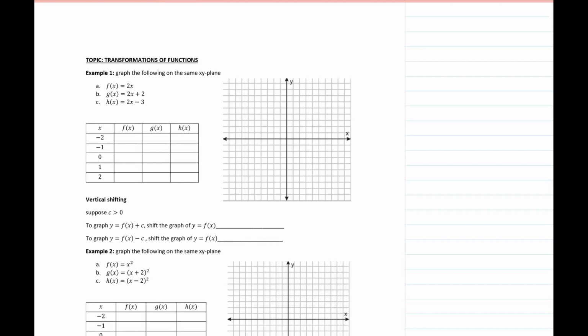Transformation of functions. Let's consider the graph of f of x equals x, g of x equals x plus 2, and h of x equals x minus 3. We will go ahead and graph these three linear functions on the same xy coordinate plane. So we start with making the table of values.